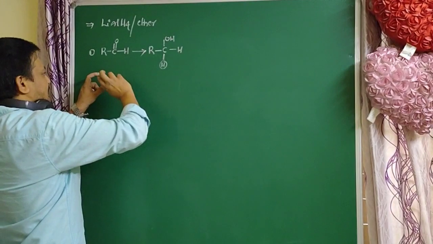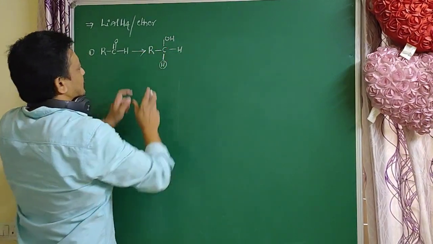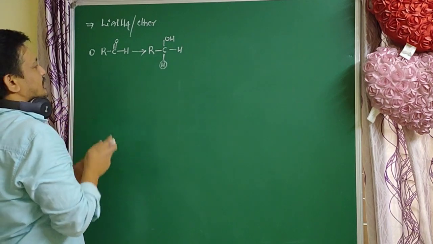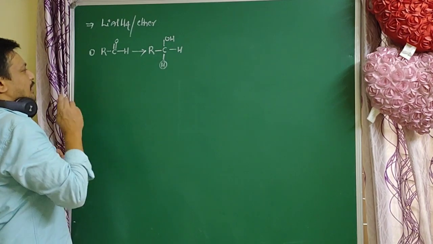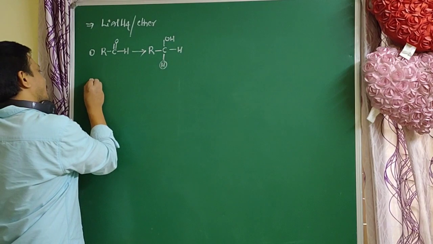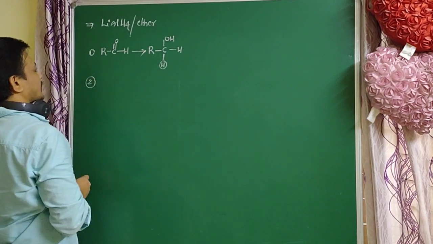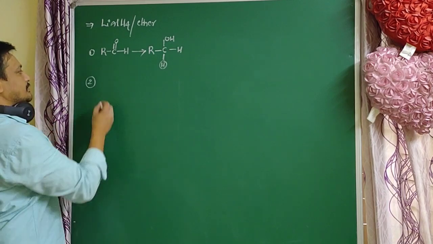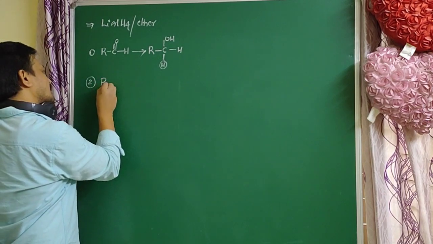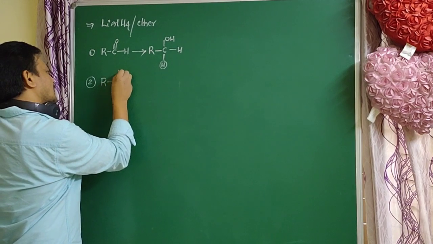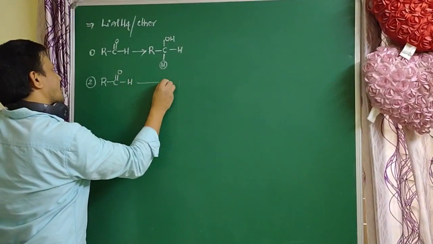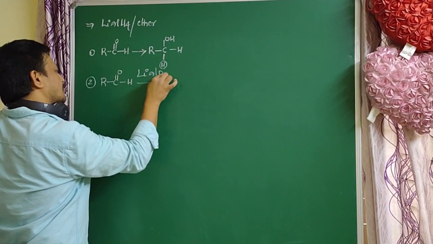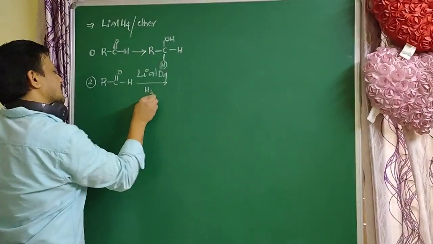All aldehydes are converted to primary alcohols in the presence of lithium aluminum hydride. For example, aldehyde plus lithium aluminum D4 and H3O plus.